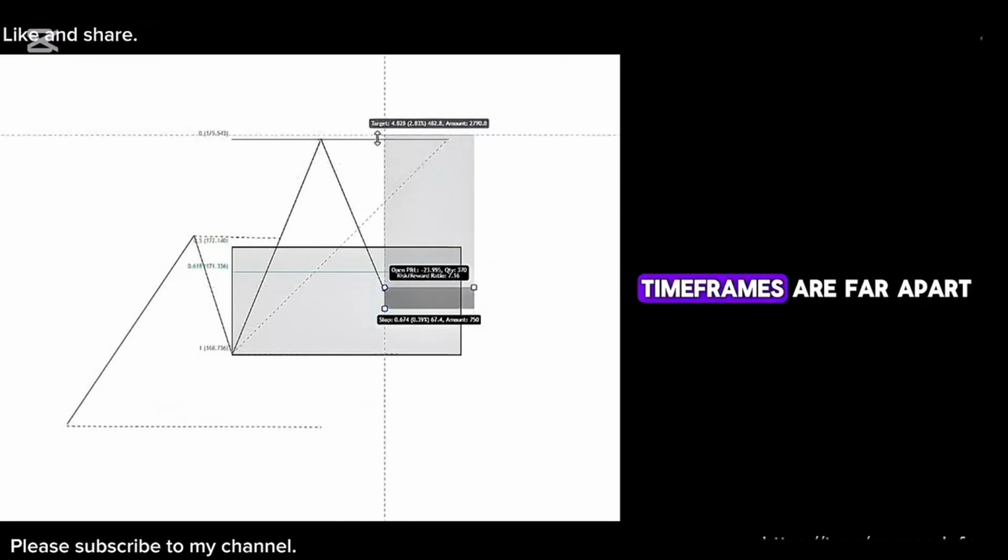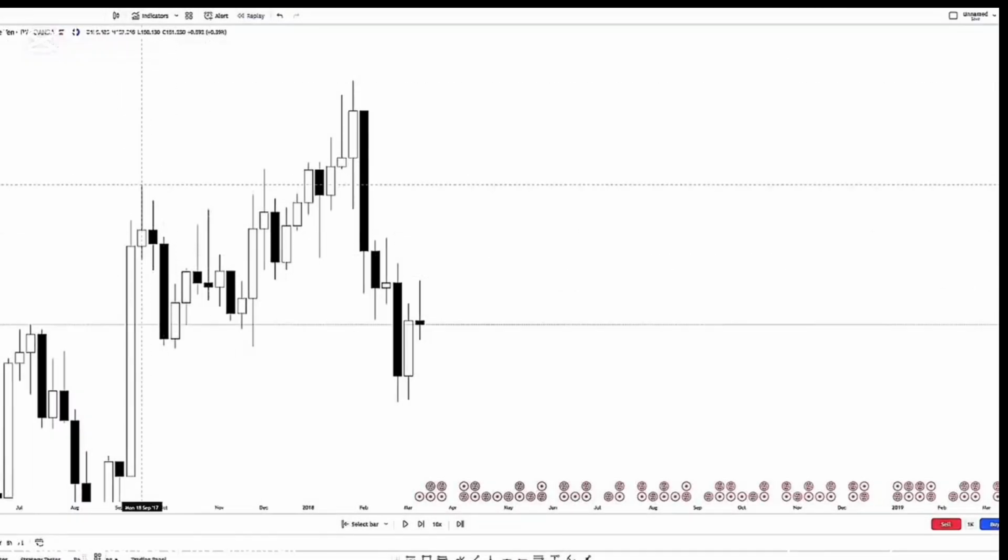Hint: make sure both timeframes are far apart, like the 4-hour for structure and 15 minutes for entry. Now, let's head over to the chart for a practical example. To begin, we will need to mark out structures by identifying what the current trend is, so we can trade in line with price direction.